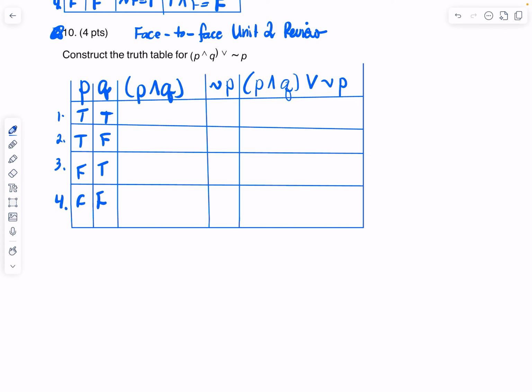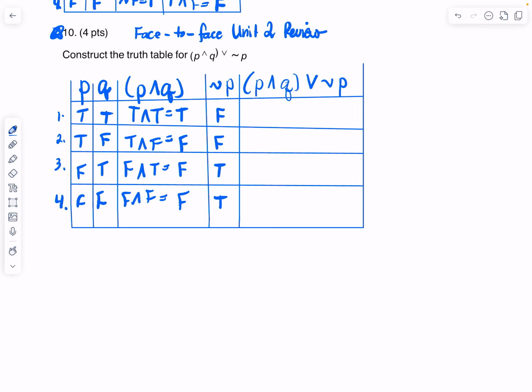Now I'm doing the P column again, so true, true, false, false. I'm going to put the and symbol in there. And then I'm going to use Q, which is true, false, true, false. It's an and. The only time and is true is when both are true, which happens in row 1. Otherwise, it's false. So I get row 1 is true, row 2 is false, row 3 is false, and row 4 is false. Now I've got to negate P. So I'm going to write the opposite of what I see for P, which is true, true, false, false. The opposite of that would be false, false, true, true.